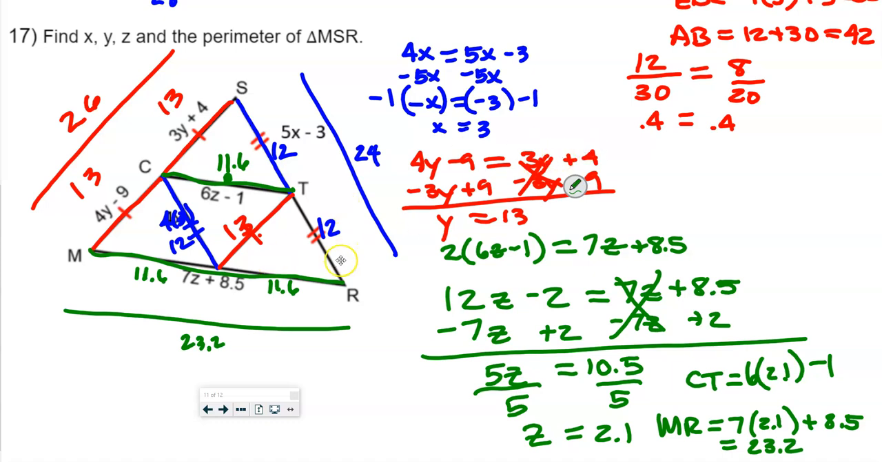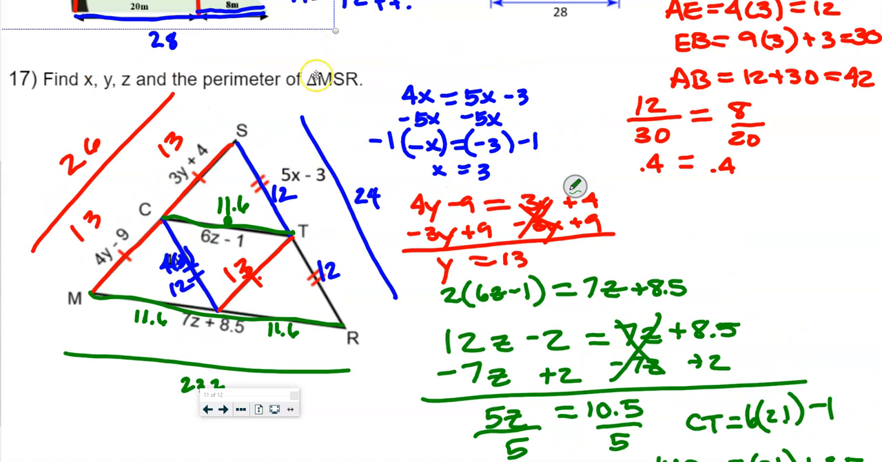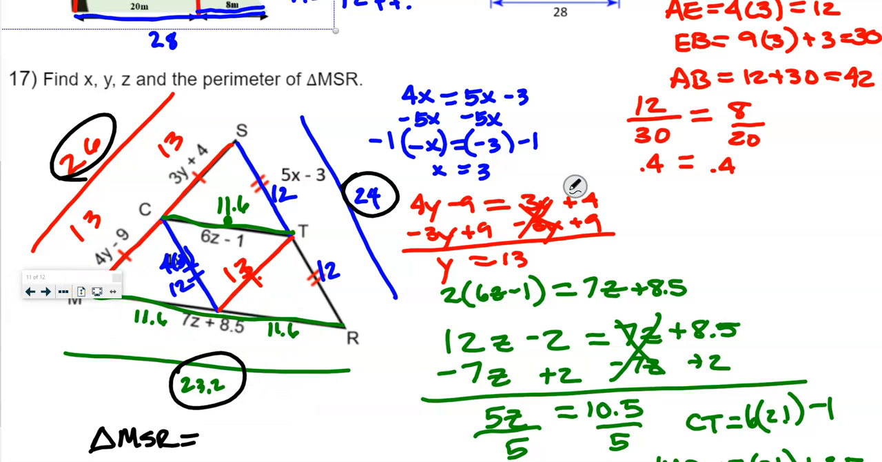So then, what is it asking us for? MSR. So it's asking us for the triangle, y'all. So we're going to add together triangle MSR, the perimeter. So we're going to add the 26 plus the 24 plus the 23.2. Y'all see that? 26 plus 24 plus the 23.2. When I add those 3 together, trying to see where I wrote that, y'all. 26.